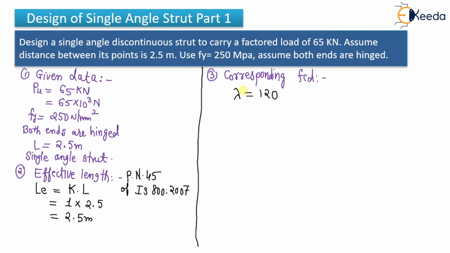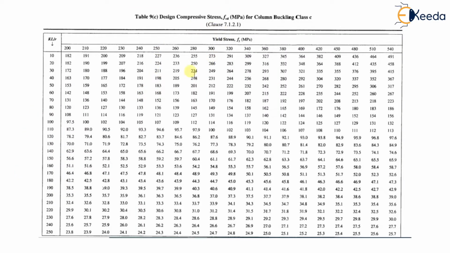Now I will show you a page from IS code, why this value is needed. So this is the page from IS code. I have opened page number 42 from IS code, and there is a table here. We have to find out the value of FCD. What was the assumed value of lambda? Lambda is nothing but KL by r. Here it is. So for that we have assumed this value, that is 120. Here it is.